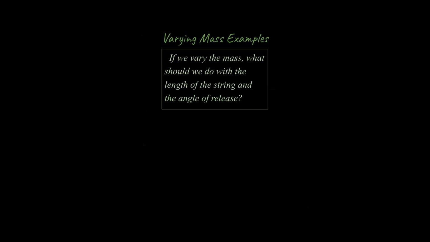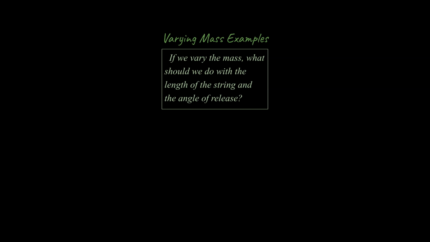We're going to look at 3 videos here in succession that have to do with varying the mass. That means changing the mass, and I'm going to try to control for the other variables. So the question I have: what should we do with the length of the string and the angle of release? And the answer is we should keep the length of the string and the angle of release the same. Why do you think that is?